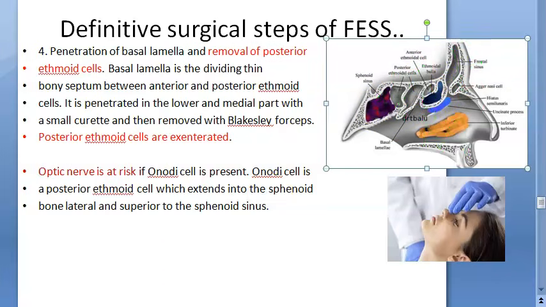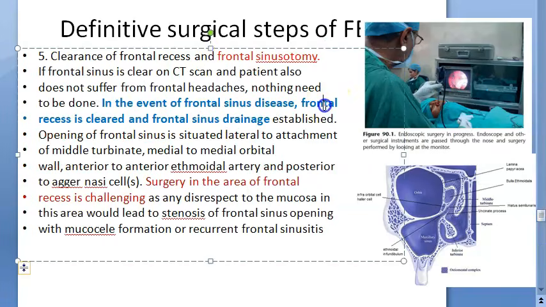Okay, so frontal, only if any work is required, then only they will do some clearance of frontal disease, frontal sinusotomy only if it is required. See, if CT scan has shown that frontal sinus is clear and the patient does not have any symptoms of frontal headache, etc., you don't have to do anything. But if there is a frontal sinus disease, then you'll have to clear this frontal recess and drain the frontal sinus. Where is the opening of the frontal sinus? So basically the frontal sinus opens somewhere here. See here? Here.